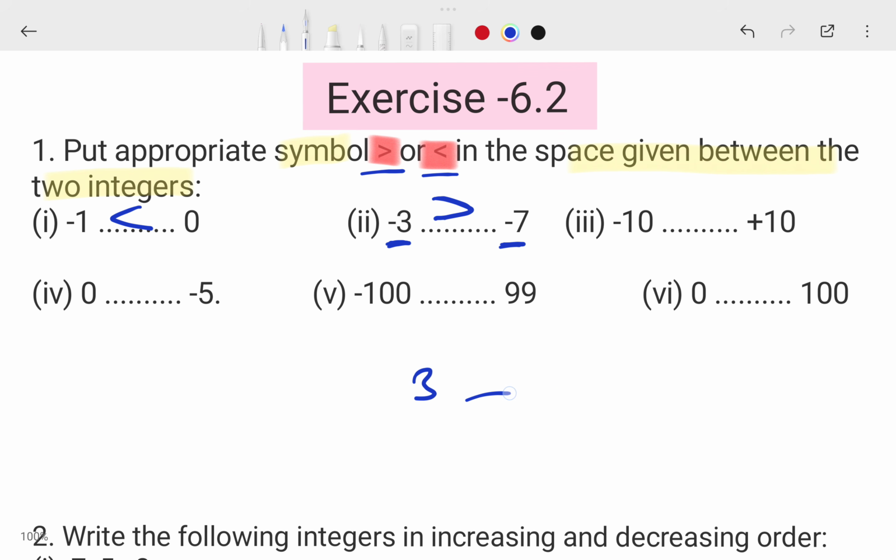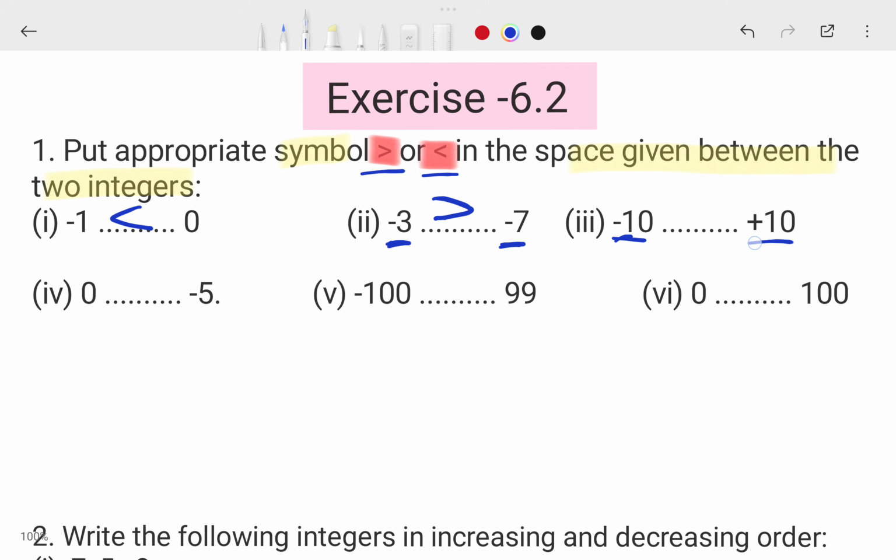But if it is 3 or 7 in positive, 7 is greater. But in negative, -3 or -7, which is greater? -3. The number which is looking smaller is the greater in the negative. Okay? Right.